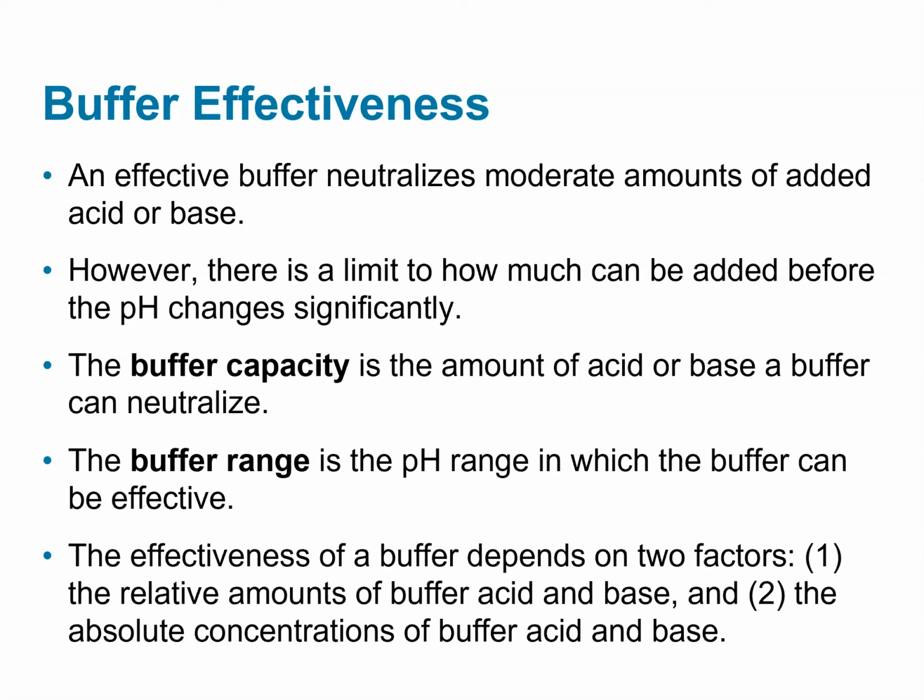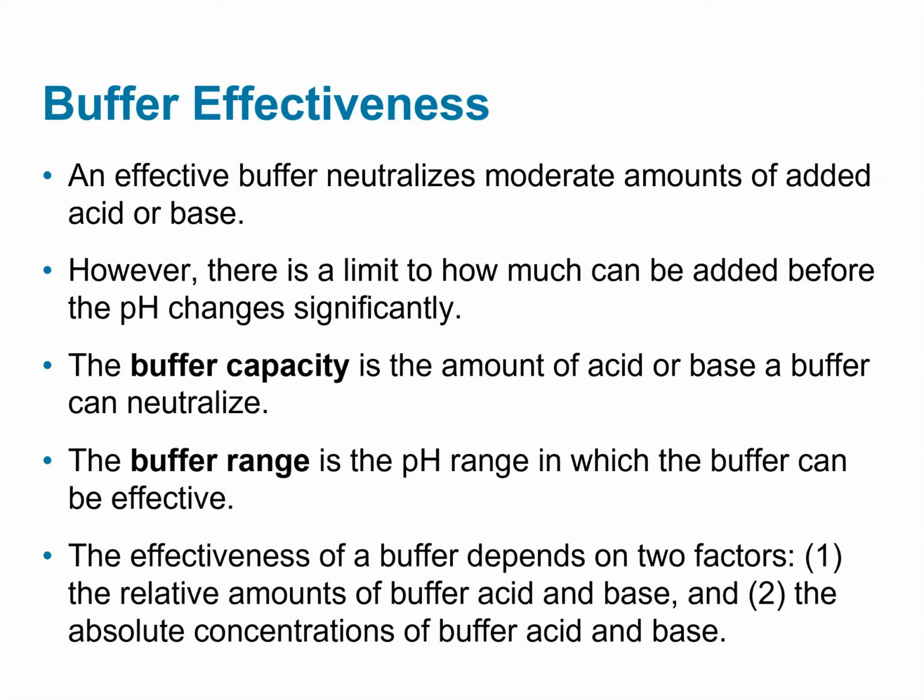Well, what makes a buffer effective is a variety of different variables. So remember, what a buffer is doing is neutralizing acids or bases that are added to solution up until either the weak acid or the conjugate base is fully consumed by the base or acid, respectively, that you're adding to solution. So there's a limit to how much a buffer in solution can resist the pH change before you get those significant changes. And this is referred to as buffer capacity.